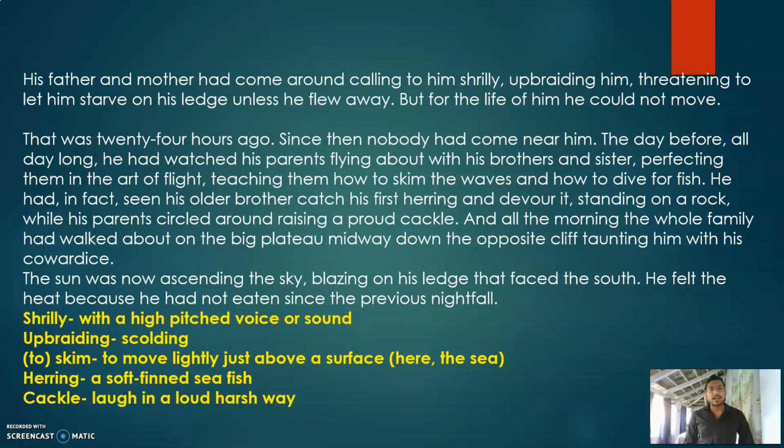His father and mother had come around calling to him shrilly. What does shrilly mean? Shrilly means with a high pitched voice or sound, upbraiding him, threatening to let him starve on his ledge unless he flew away. Upbraiding means scolding. So his father and mother seagull were flying around the cliff, scolding and shouting at him, and threatening him that he would starve to death if he did not fly away. They were making their intentions clear that they were not going to feed him over there. If he wanted some food, he had to fly off the cliff towards them.